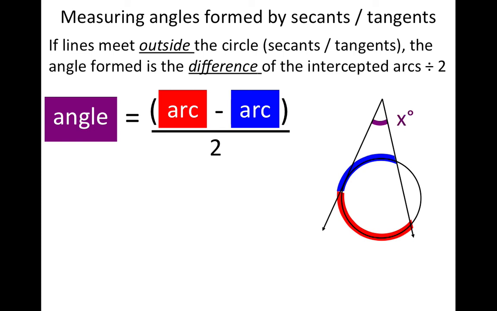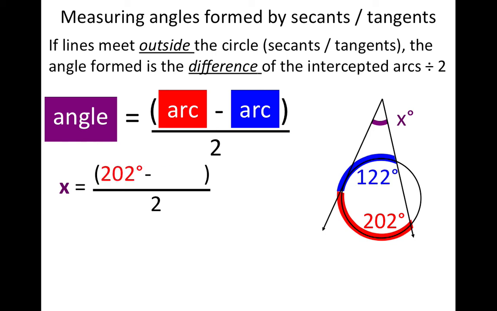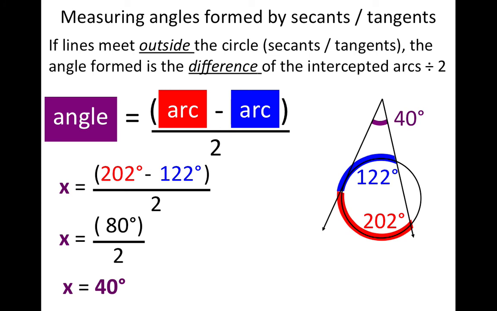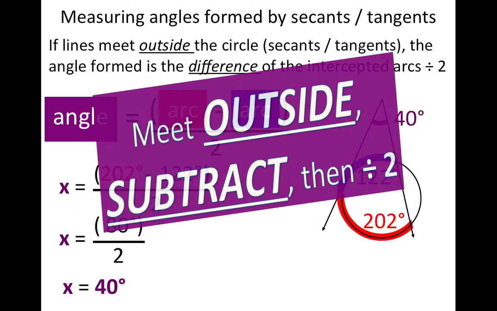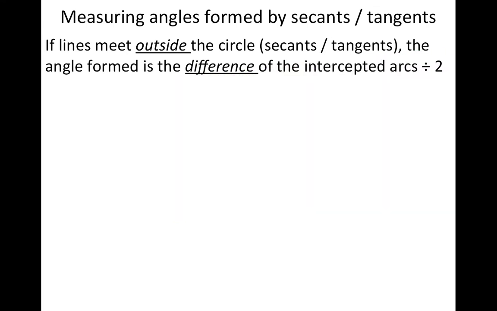So let's do an example. If I'm trying to find x, and I'm given the fact that my red angle is 202, and my blue angle is 122, if I subtract those and divide by 2, I get 80 over 2, or x equals 40. So the answer is x equals 40. So now we've done two examples of being outside the circle. And again, the key thing to remember is if it's outside, I subtract the arcs and then divide by 2.